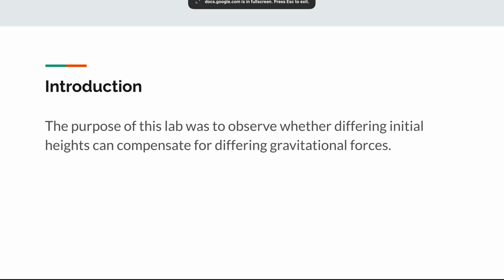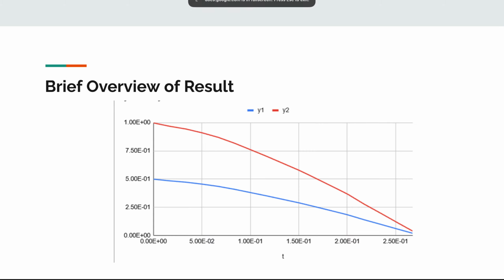So the purpose of this lab was to observe whether differing initial heights can compensate for differing gravitational forces so that objects under different gravitational forces can hit the ground around the same time. So here's a brief overview of my result.